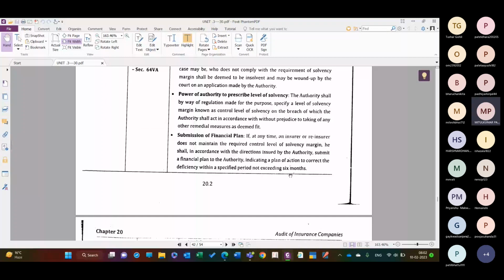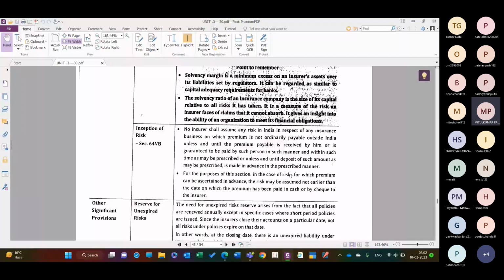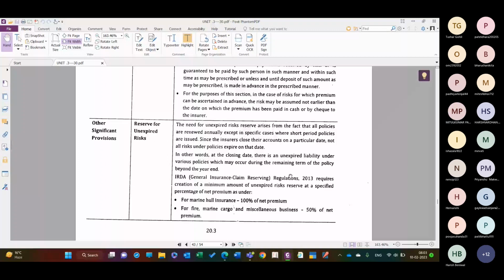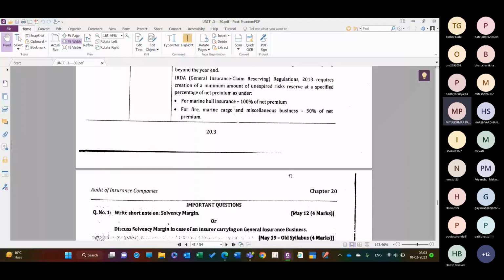Then inception of risk. Inception of risk means when the insurance company doing an insurance business accepts the risk of the policy holder. So obviously there is the premium which is payable on the insurance policy, whether it is a life insurance policy or a general insurance policy. Then other significant provisions, reserves for unexpired risk, that we will learn.